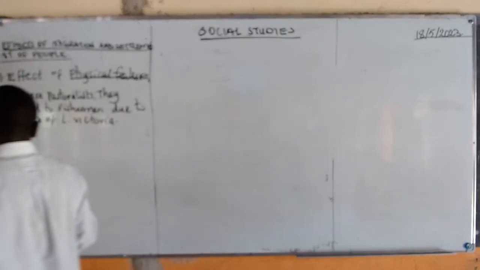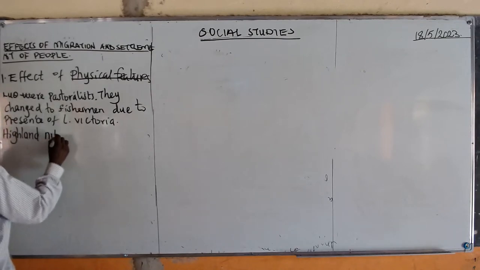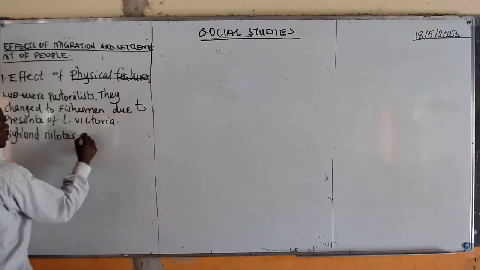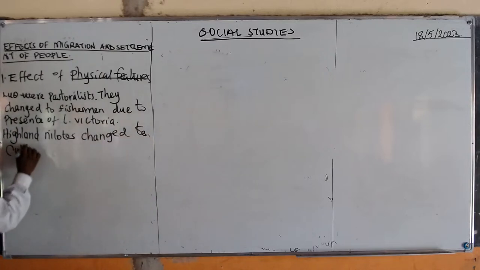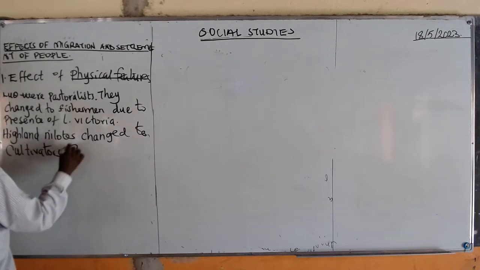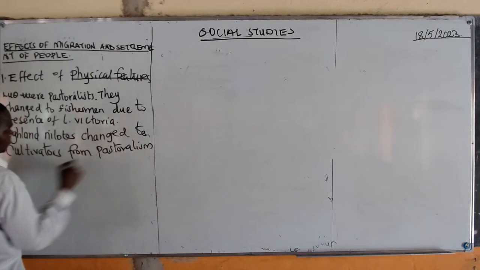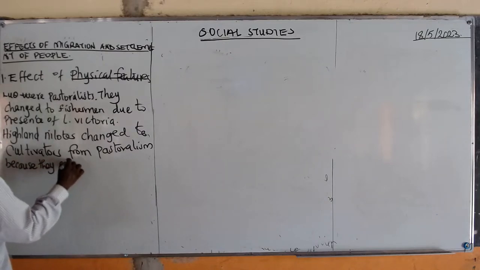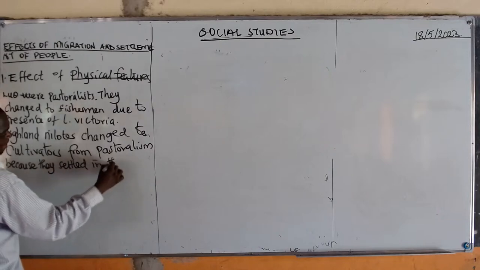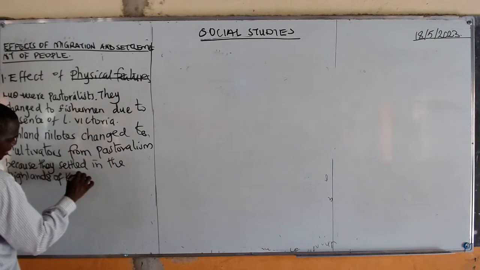Number two, Island Nilots. Island Nilots changed to farmers, changed to cultivators from pastoralism, because they settled in the islands of Kenya. They settled in the islands of Kenya.